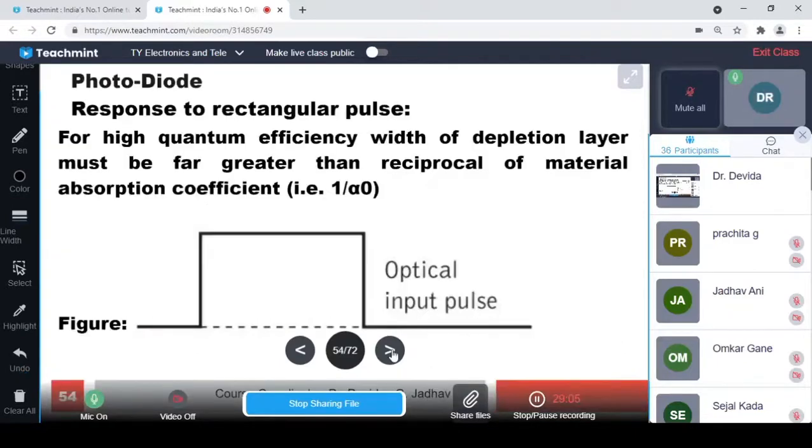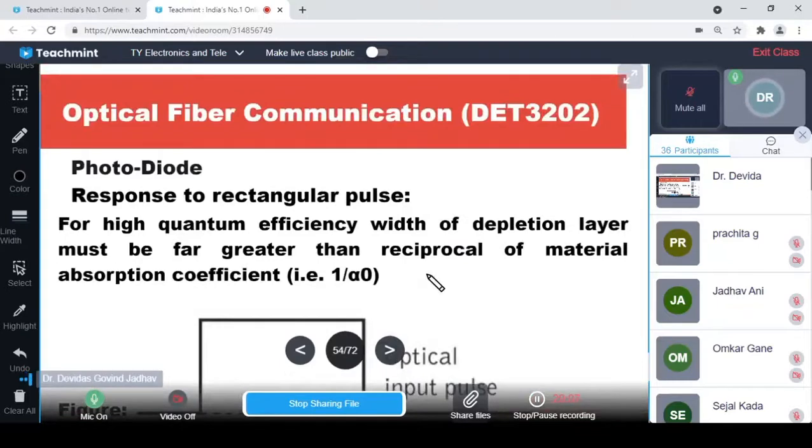So we will check today the response time of the rectangular pulse.